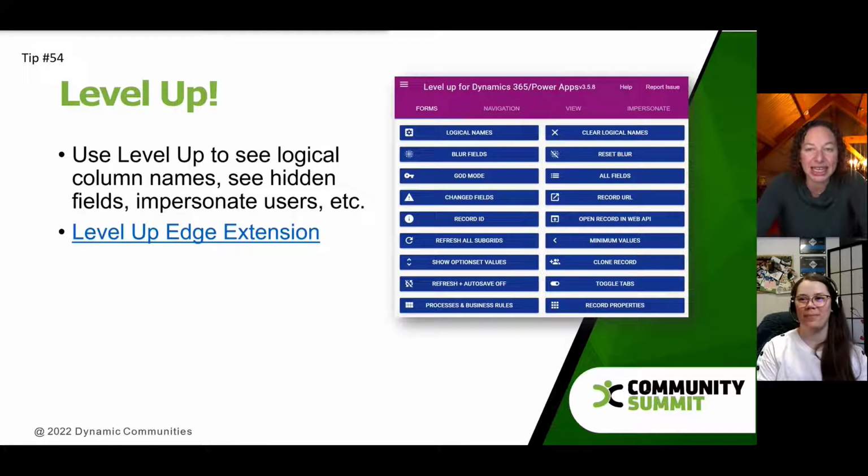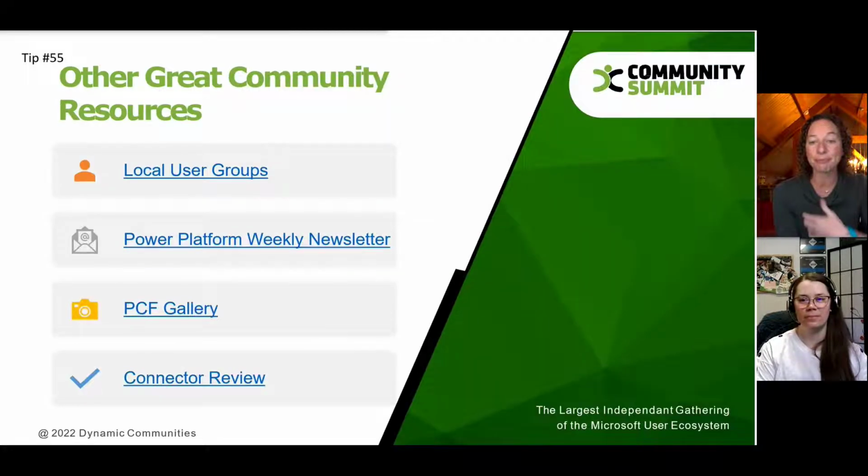So some particularly dangerous ones are God mode. Some awesome ones are logical names. If you're writing flows or you need to access the schema names, turn on logical names, and it's going to show you those schema names right next to the display names. Can you tell which two I use the most? Blur fields is handy too if you're doing some screen recordings and you want to use it. Impersonate a user. Sometimes that works, sometimes that doesn't, but you can see how other people are viewing Dynamics.